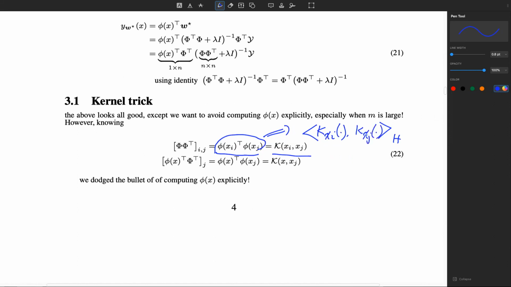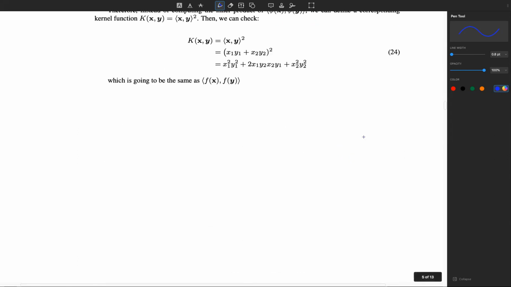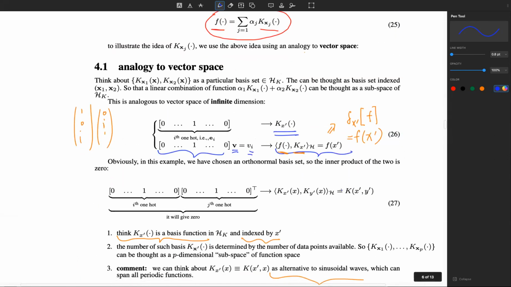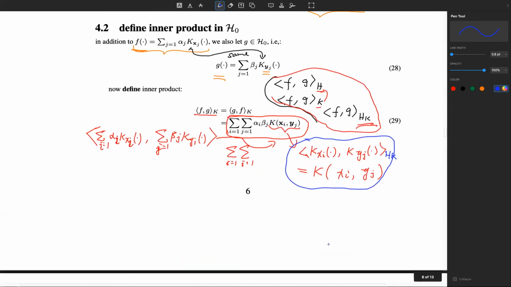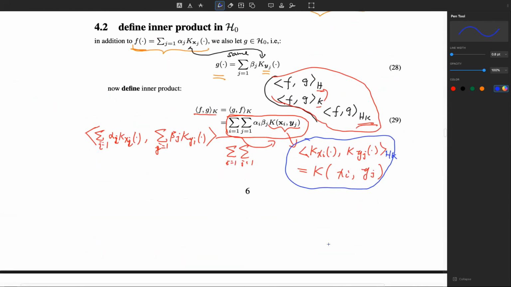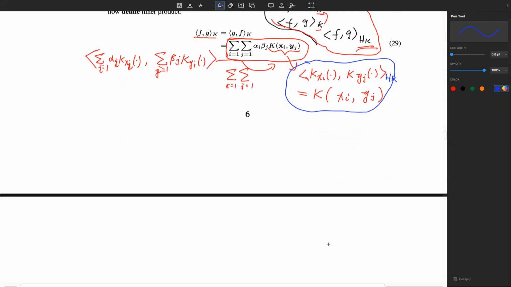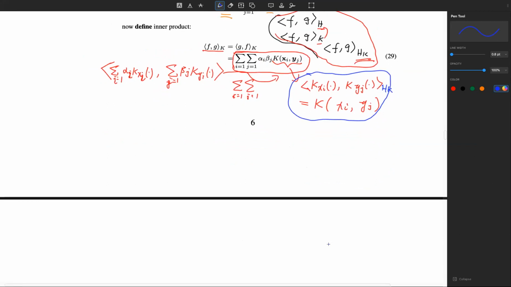Right. So that's just your kernel trick. Okay. And that's it. I've got 12 minutes, and I am going to skip a lot of the theory stuff.